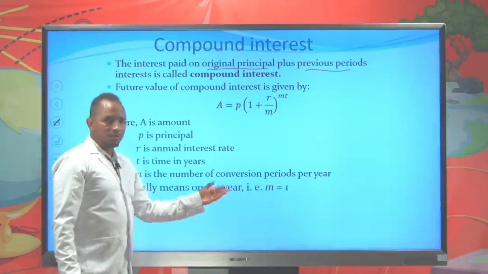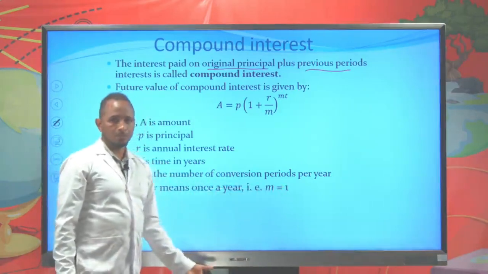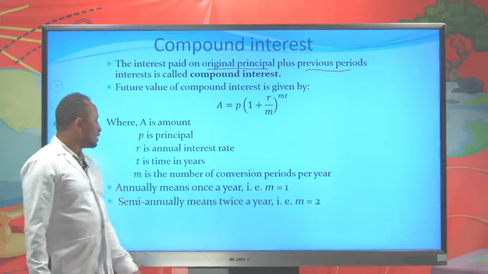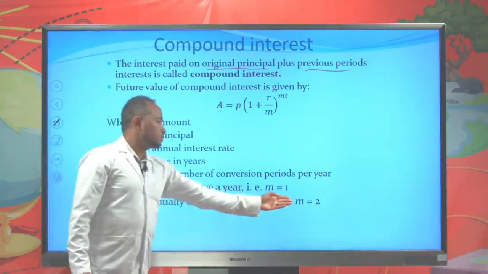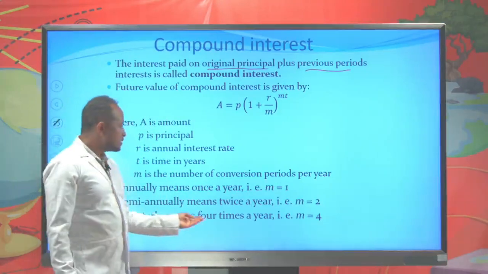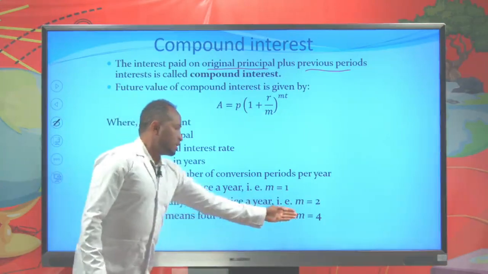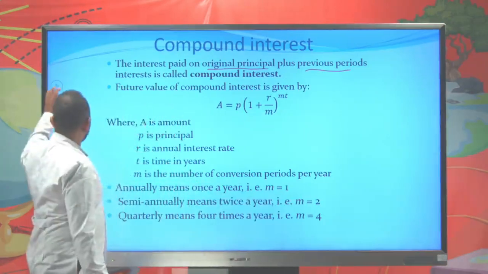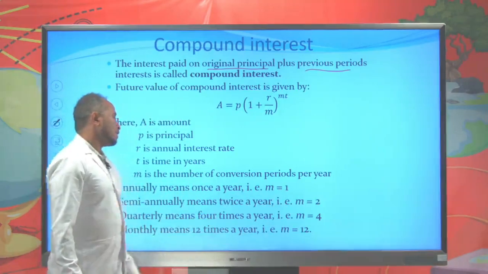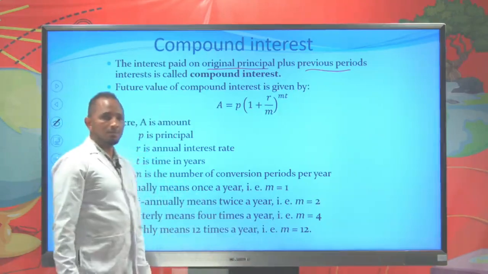For example, annually means once in a year, so the number of conversions will be 1 for annually. And semi-annually means twice in a year, so the number of conversion periods will be 2, M is equal to 2. And quarterly means 4 times in a year, so M is equal to 4. And monthly means 12 times in a year, therefore the conversion period will be M is equal to 12. Now let's see an example for this.